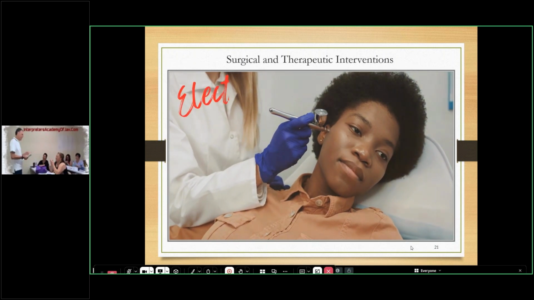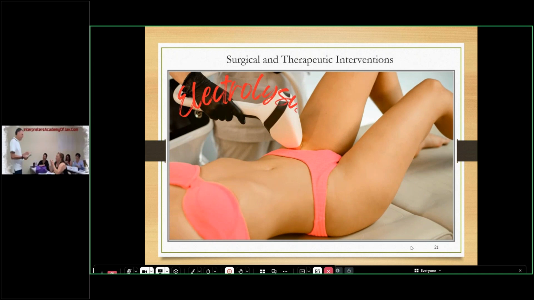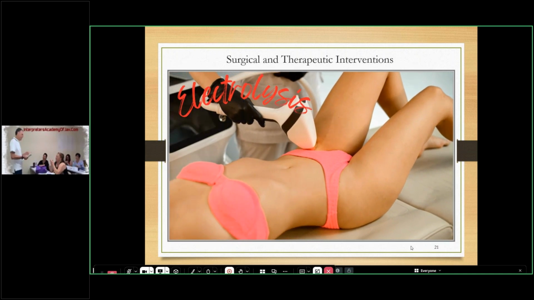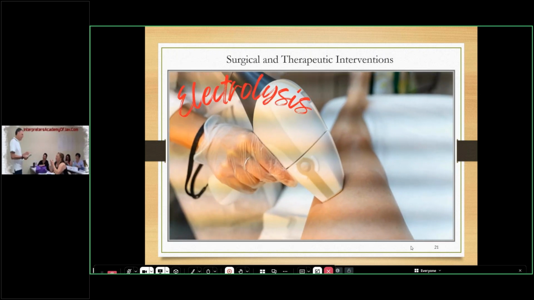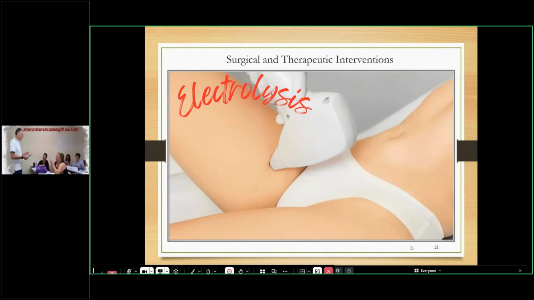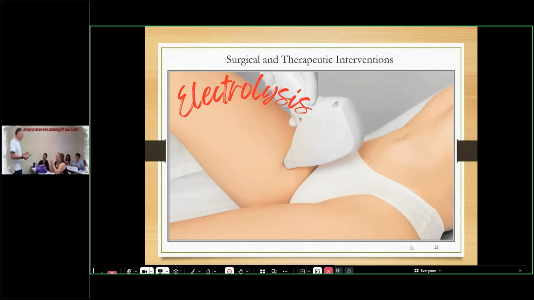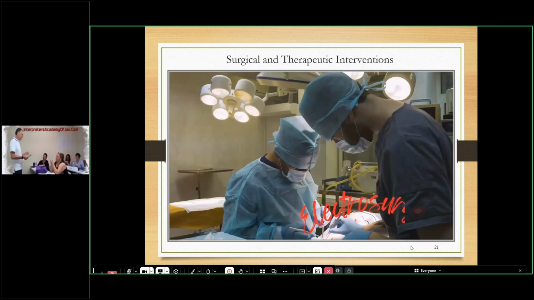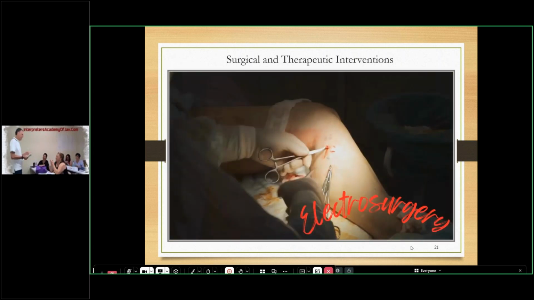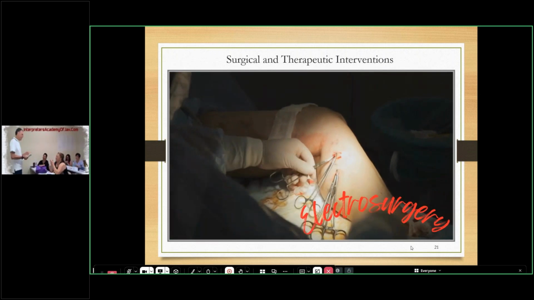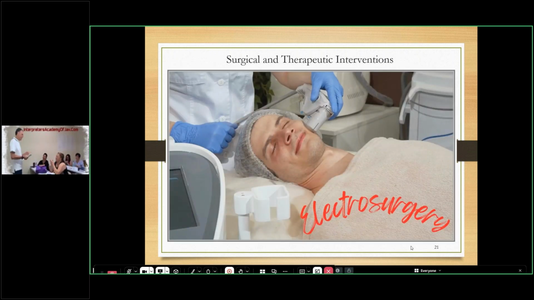Then there's electrolysis. By passing an electrical current through a substance, we can destroy it. Often used for hair removal, it targets hair follicles in undesirable areas. Lasers can also be used for a similar effect. Lastly, electrosurgery. This uses high-frequency electric current to perform surgery. It's particularly useful for destroying skin lesions. Quick and efficient, it minimizes bleeding and speeds up recovery.